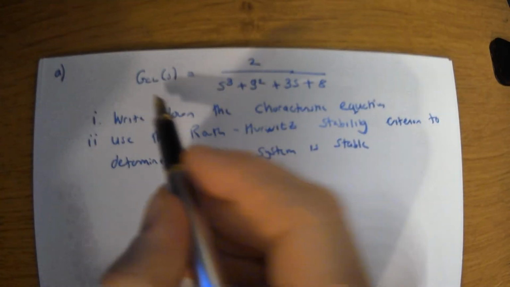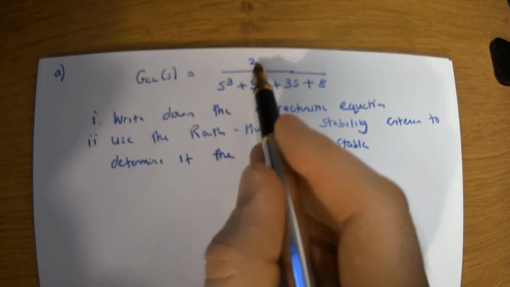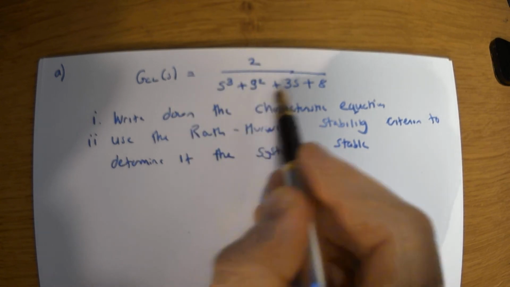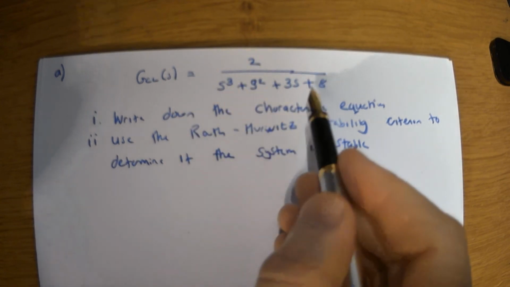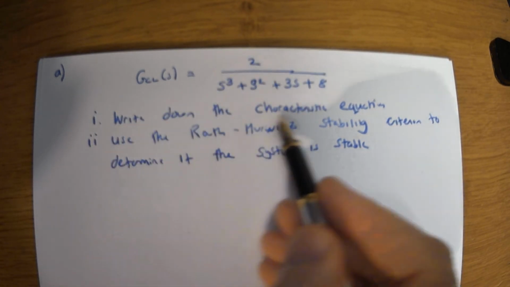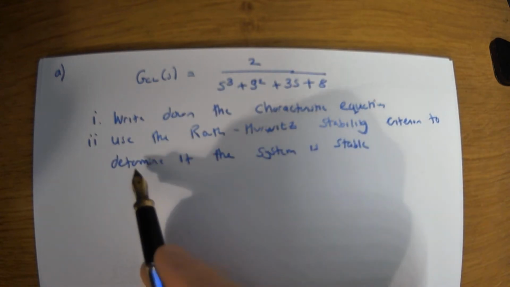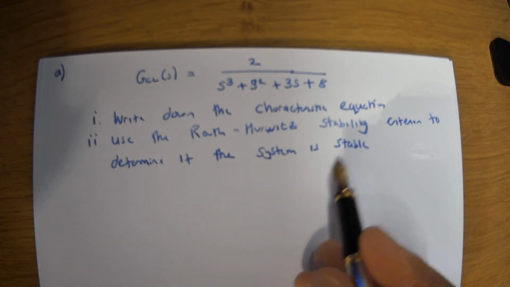In this question, we're going to consider the following closed loop transfer function: 2 over s cubed plus s squared plus 3s plus 8. There's two parts to this question. Part 1, write down the characteristic equation. And part 2, use the Routh-Hurwitz stability criterion to determine if the system is stable.